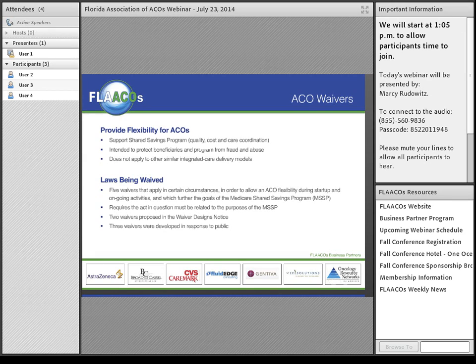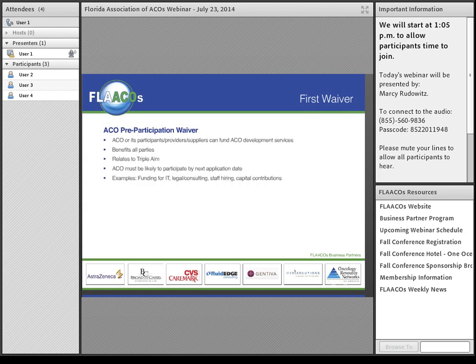There were 2 waivers proposed in the waiver designs that were existing. Since it started, there have been 3 new waivers added based on the response of the public. And a lot of the things that we will present over the next few slides, you'll learn about quality measures, the 5 waivers that are in place, and the feedback that we are looking to receive between now and September 2nd to share for future measures and qualifications. So I mentioned there's 5 waivers.